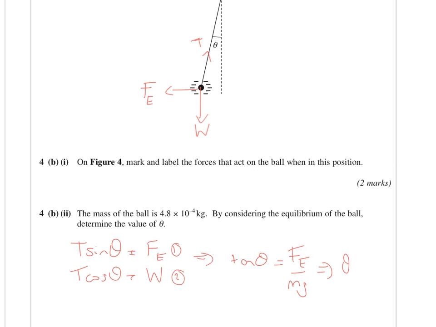So what did we have for the force? I think the force was 1.3 times 10 to the power of minus 3 divided by 4.8 times 10 to the power of minus 4 times 9.81, which gives you 0.276, and inverse tan of that gives you 15.43 dot dot dot, which is 15 degrees. So two significant figures there.